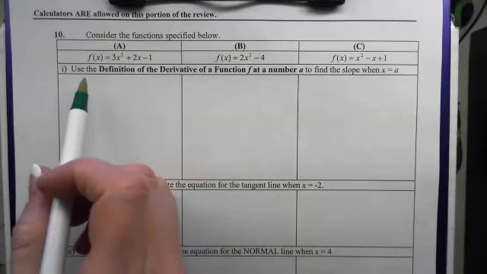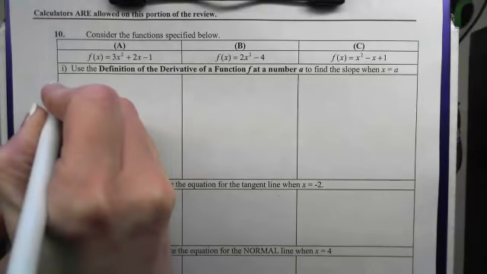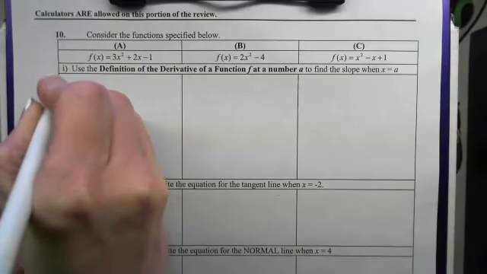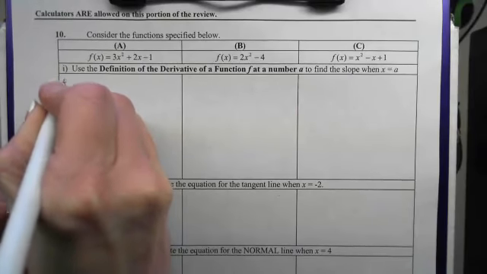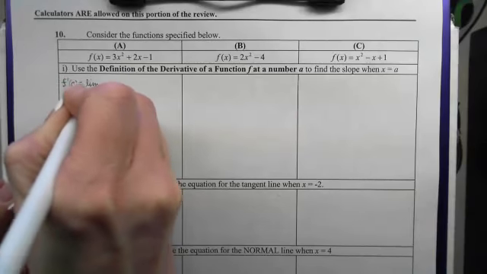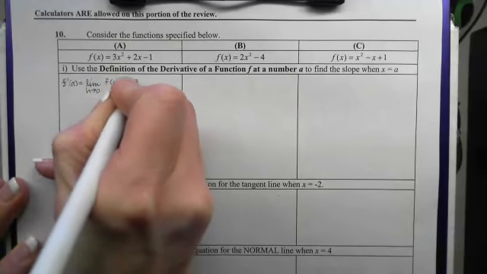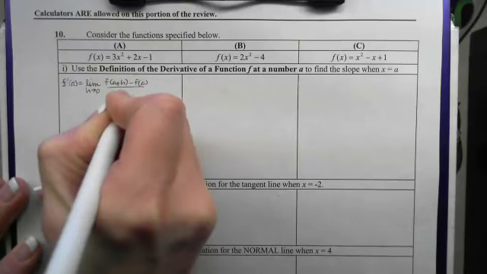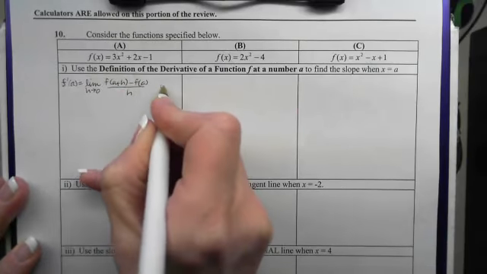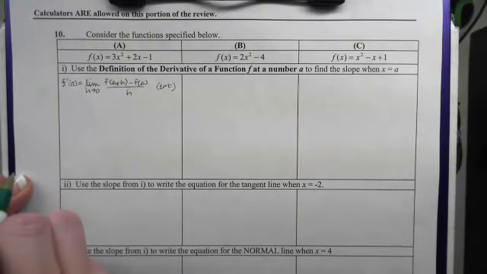Part 1 of part A, we want to use the definition of the derivative of a function f at a number a to find the slope when x equals a. So one of the points on this section is going to come from writing f prime of a is equal to the limit as h approaches 0 of f of a plus h minus f of a all over h. So that's 1 point of your 9 already just for writing down the definition of the derivative.